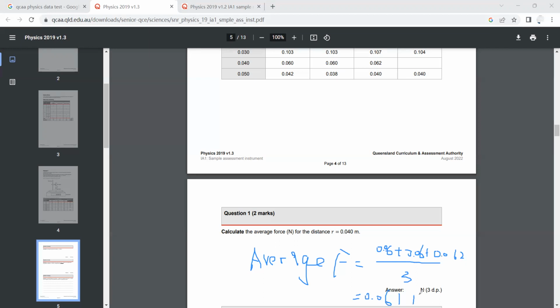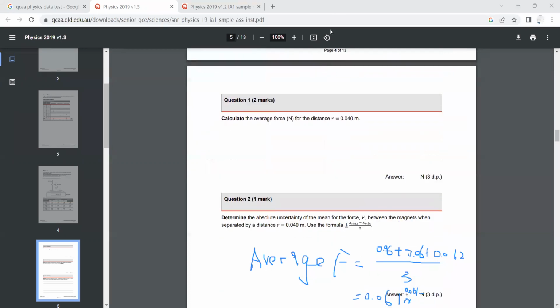So remember the unit in Newton has been given to us here. This is a 2 marks question. First we should say that average force equals this. And then lastly, we should put our answer here, and we should give the unit as well. So our answer is 0.061 N. Okay, next question.